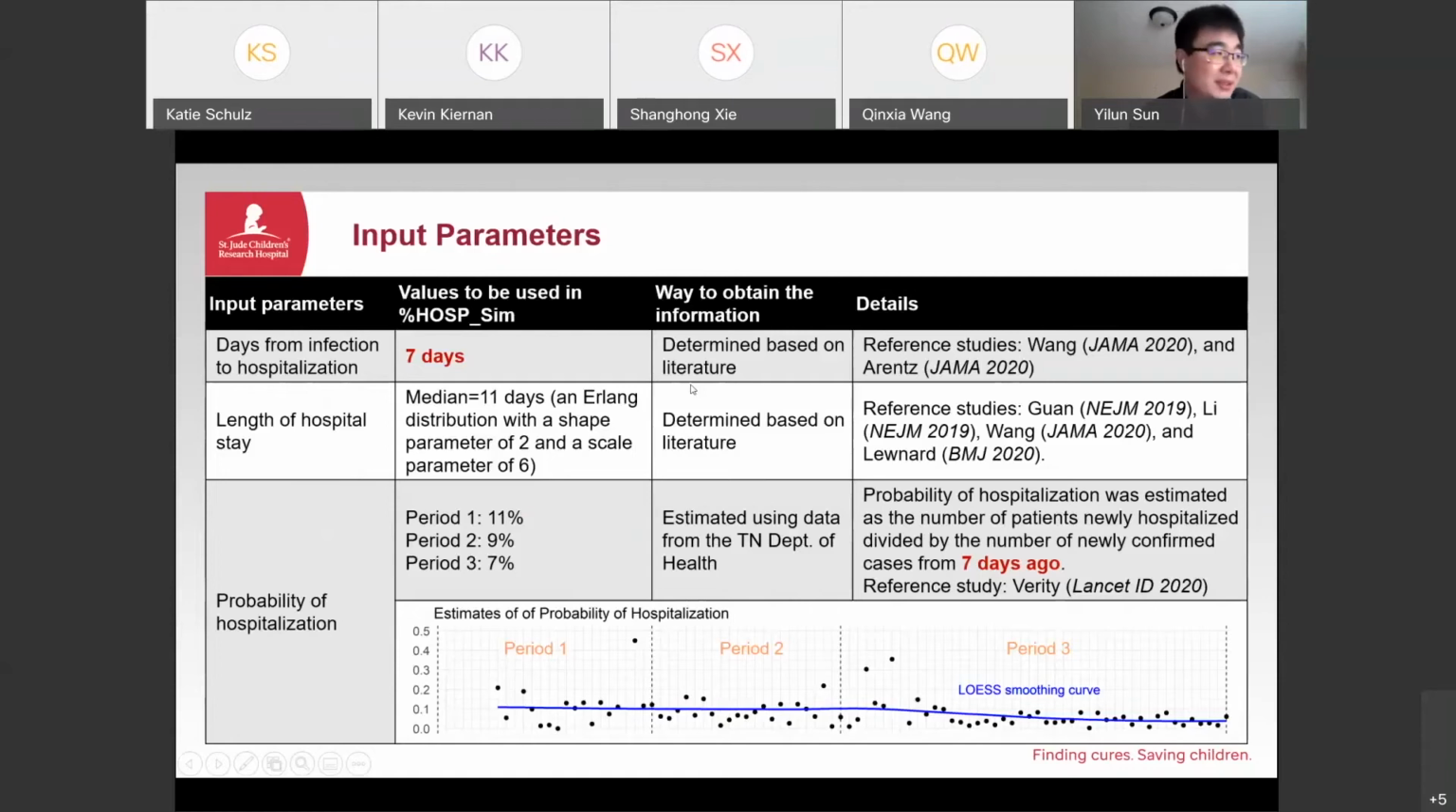We just talked about the input data. Here is the information for the input parameters. Days from infection to hospitalization was determined to be 7 days. For the length of hospital stay, we used an Erlang distribution with shape parameter of 2 and scale parameter of 6. Here we do not distinguish between the survivors and the non-survivors. To estimate the probability of hospitalization, we use data from the Tennessee Department of Health. The probability was estimated as the number of patients newly hospitalized divided by the number of newly confirmed cases from 7 days ago. The estimated value for period 1, 2, 3 is 11%, 9%, and 7% respectively.